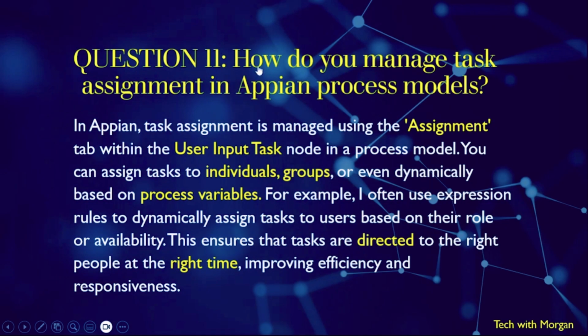Question 11. How do you manage task assignment in Appian process models? In Appian, task assignment is managed using the Assignment tab within the User Input Task node in a process model. You can assign tasks to individuals, groups, or even dynamically based on process variables. For example, I often use expression rules to dynamically assign tasks to users based on their role or availability. This ensures that tasks are directed to the right people at the right time, improving efficiency and responsiveness.